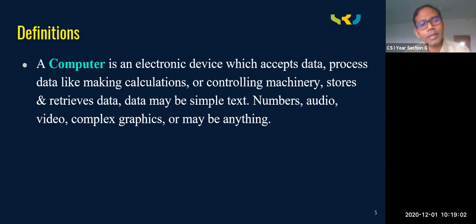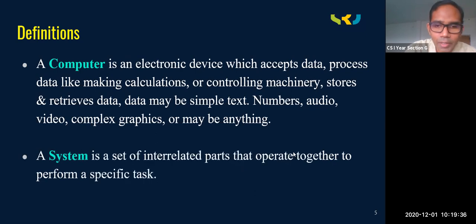So altogether, a computer is an electronic device which accepts data, processes data, like making calculations or controlling machinery, and stores and retrieves the data. Data may be simple text, numbers, audio, video, complex graphics, or anything. Altogether, we call this the definition of a computer.